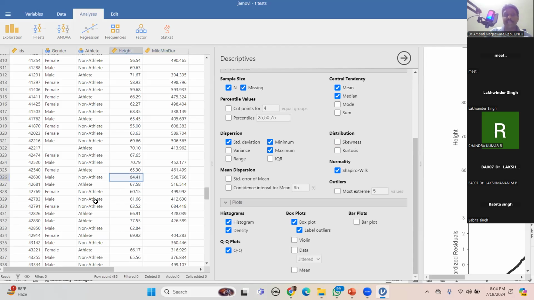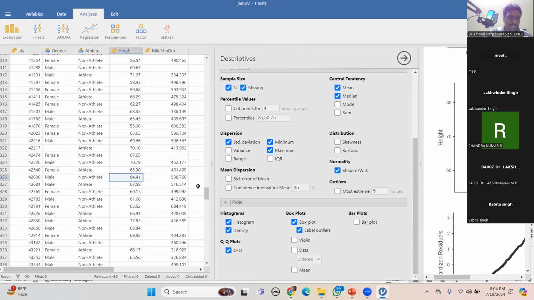326, height is 84.41. We have around 65, 66, even 70 also, 77 also we have it. But this 84 is deviant. One can see that it is more deviant from the mean value. Let me show you another value.